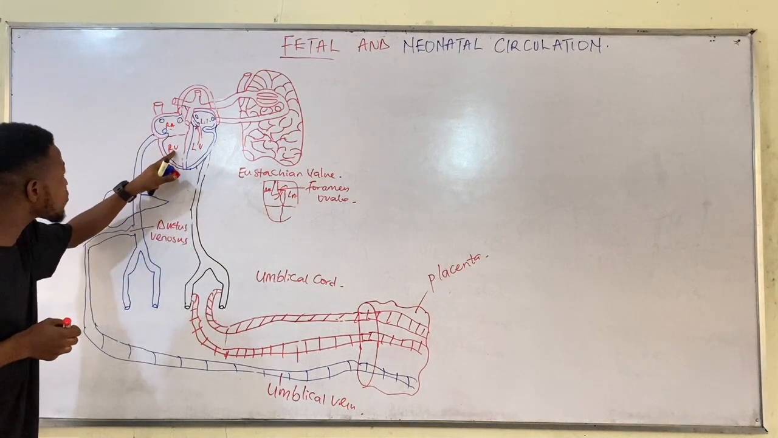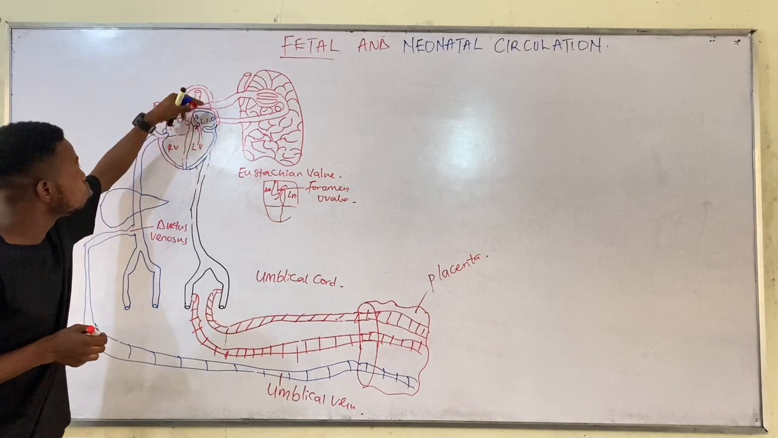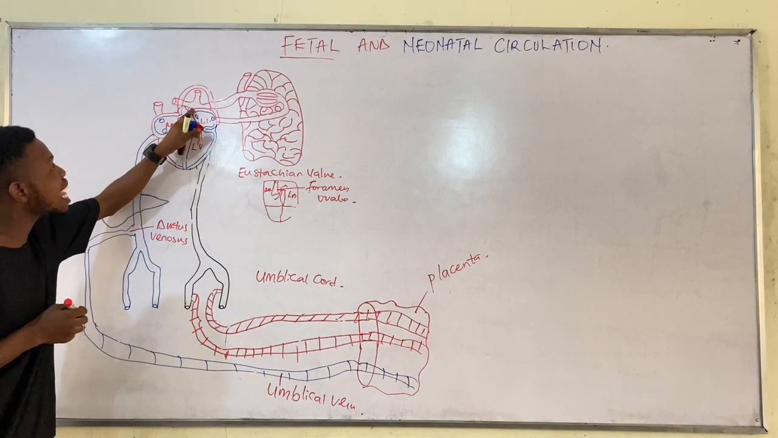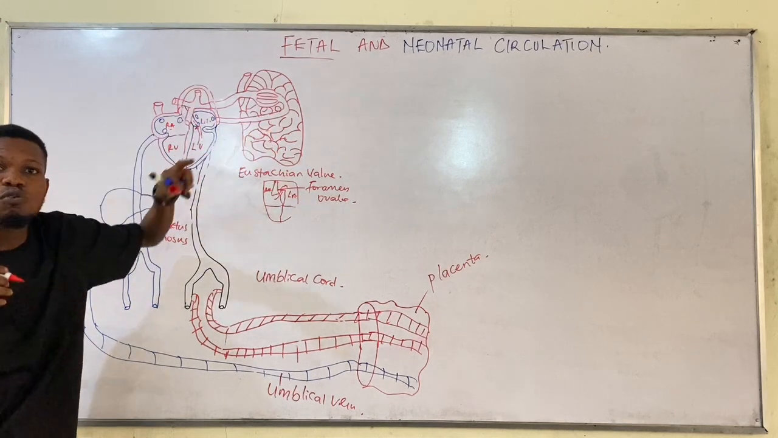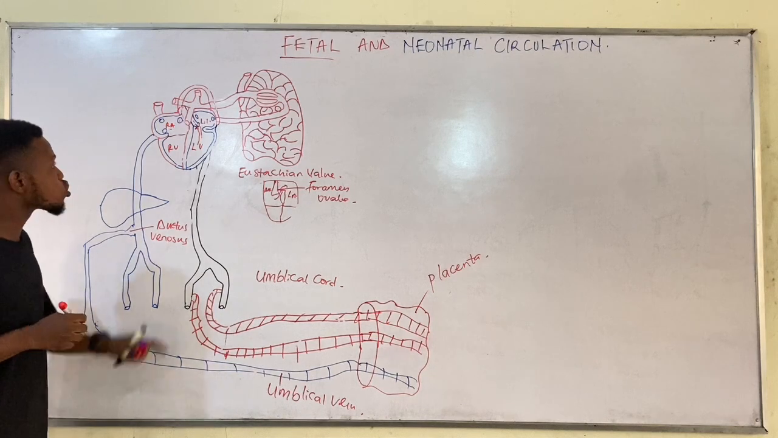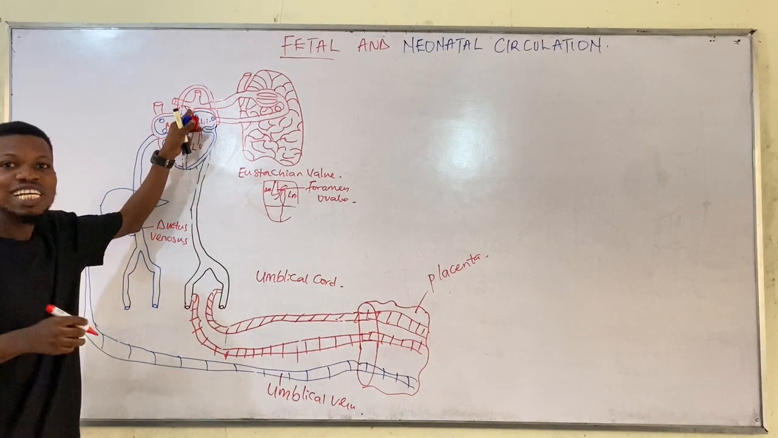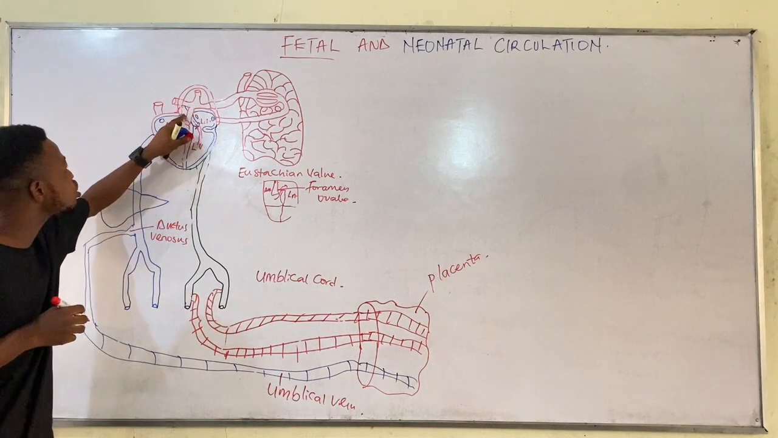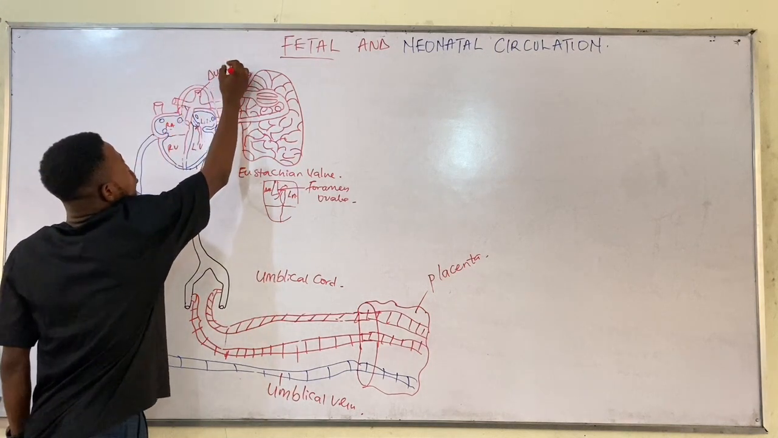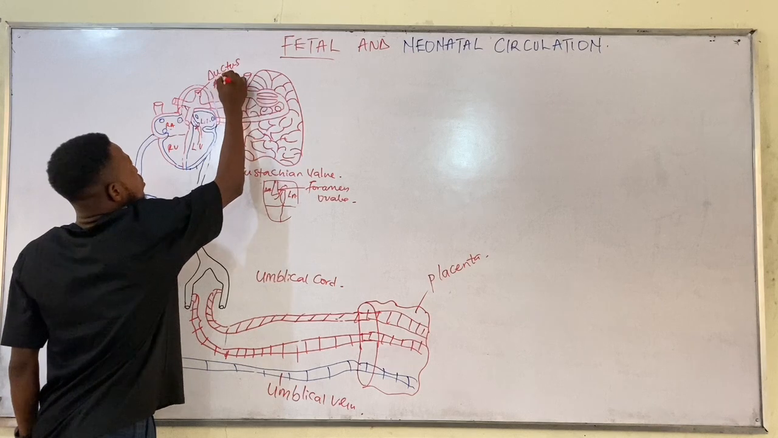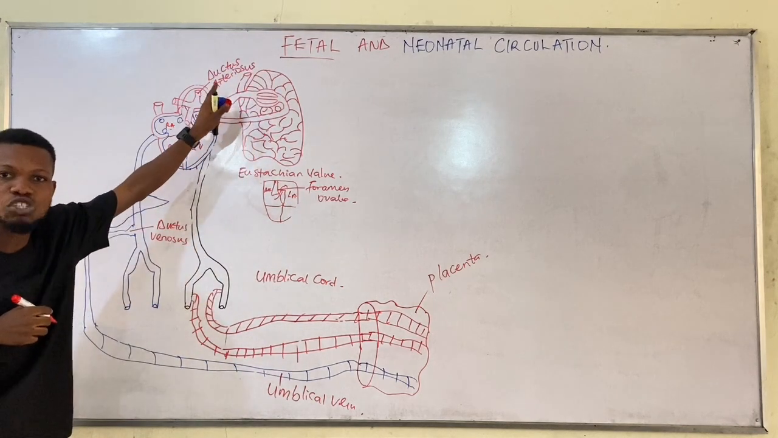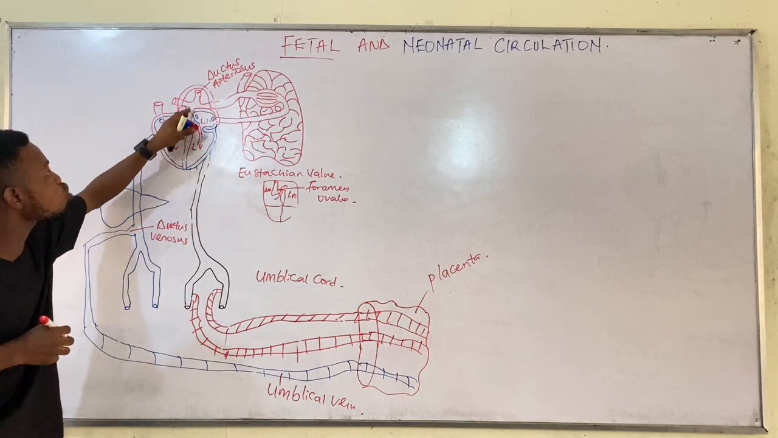But from the right ventricle, the blood goes into the pulmonary trunk. When the blood enters the pulmonary trunk, it's going to the lungs, and we don't want blood to enter the lungs. Why? Because the lungs are not working. So when it goes into the pulmonary trunk, there's something that connects the pulmonary trunk to the aorta. This structure, that is what we call what? Ductus arteriosus. Do you get it now? So it is the ductus arteriosus that connects the pulmonary trunk to the aorta.